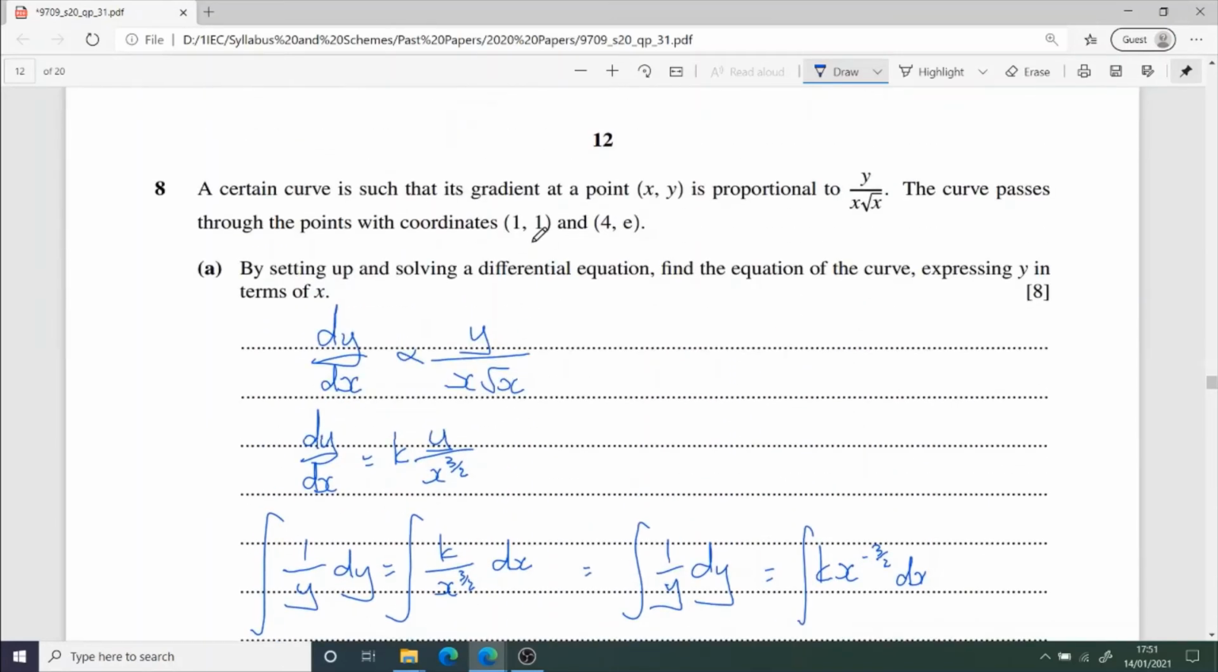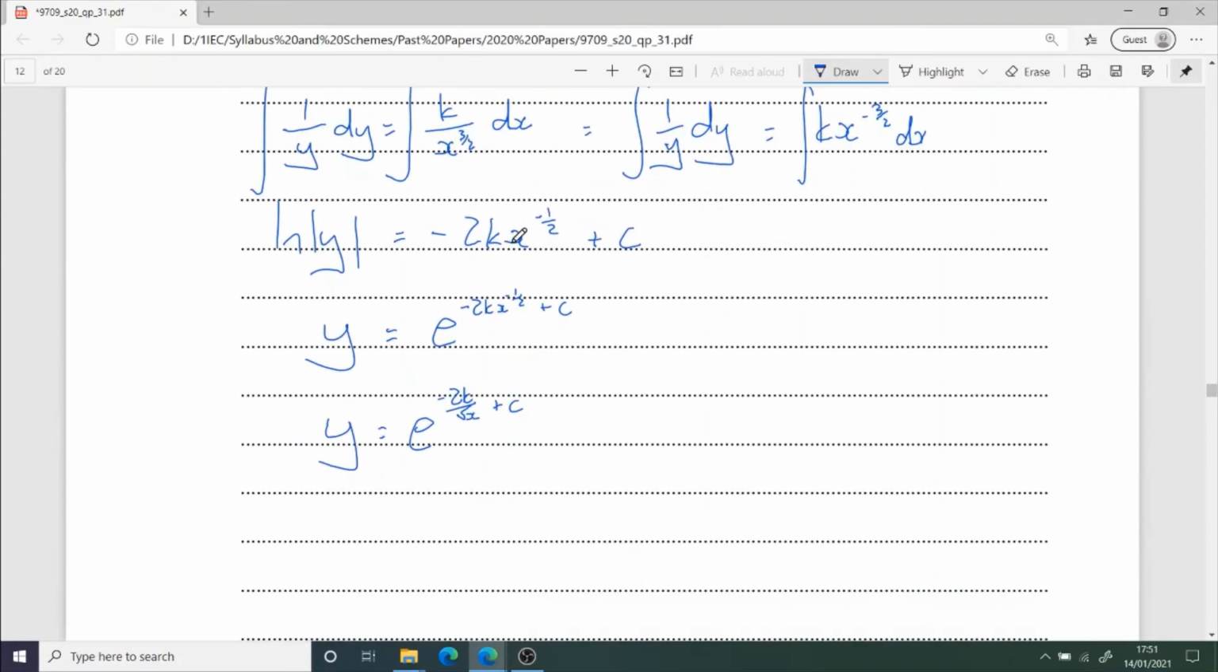And now we're going to substitute our two coordinates in. So we'll start with the coordinate 1, 1. So 1 is equal to e to the power of minus 2k over square root of x. Well, the square root of 1 is 1, so that's just minus 2k plus c.